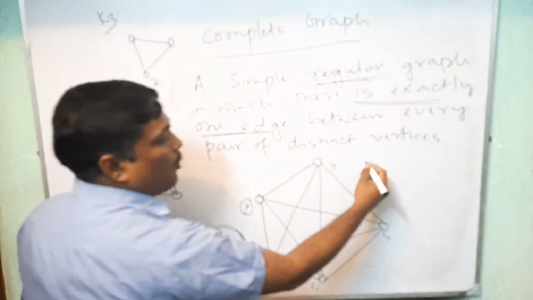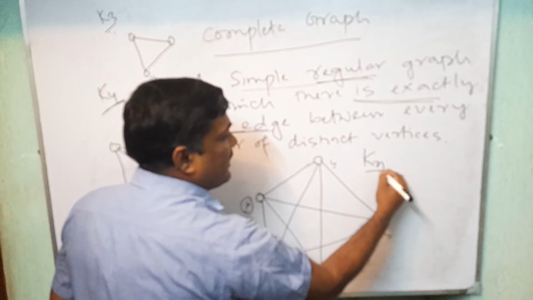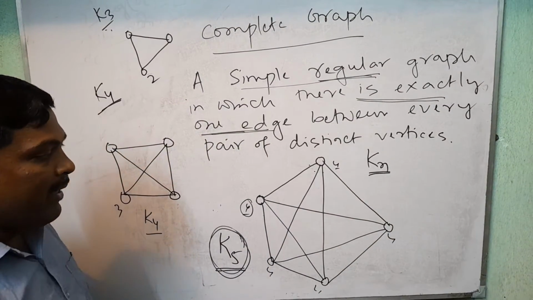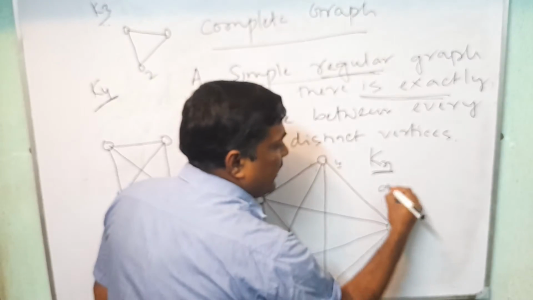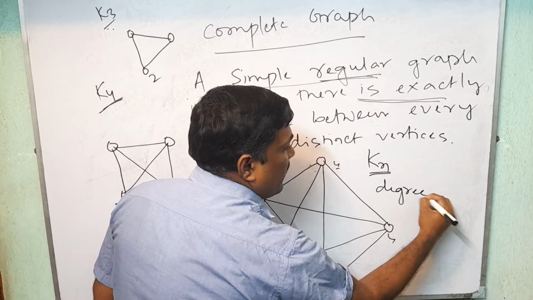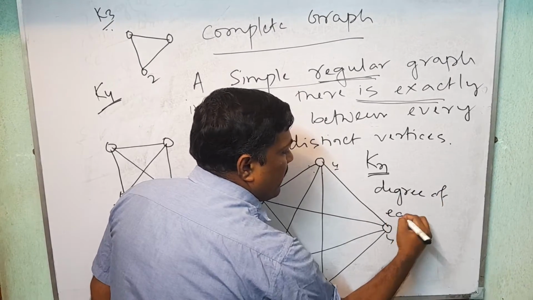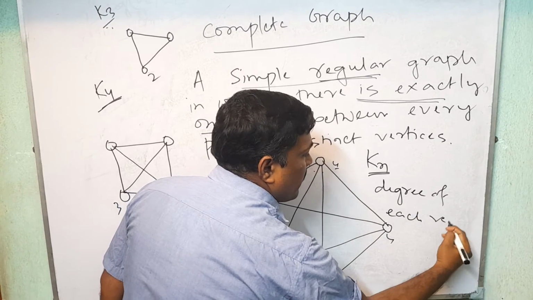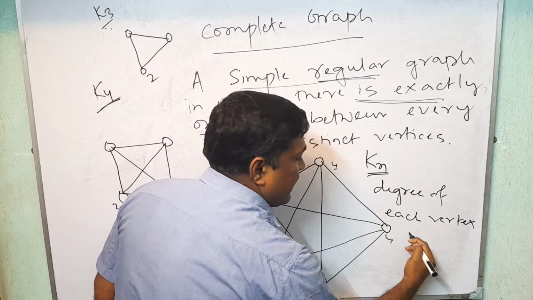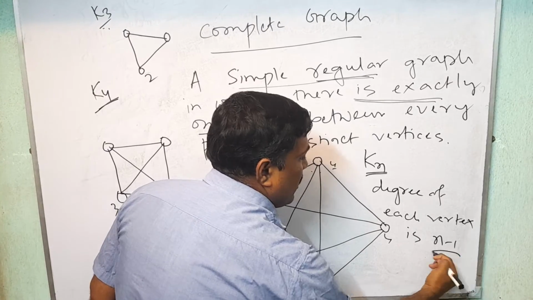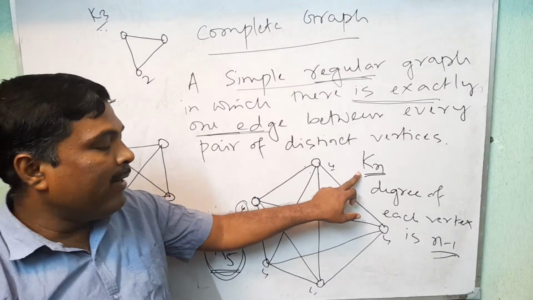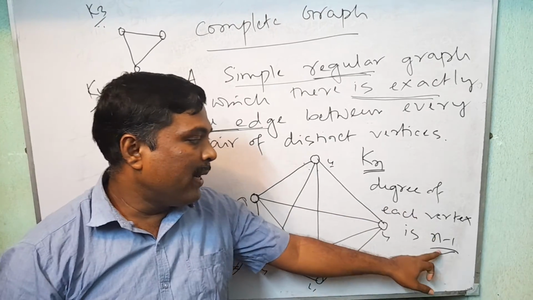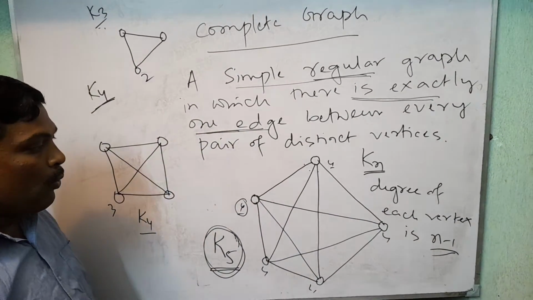So take one complete graph having n vertices. The degree of each vertex is n minus 1. So for a complete graph having n vertices, the degree of each vertex is n minus 1.